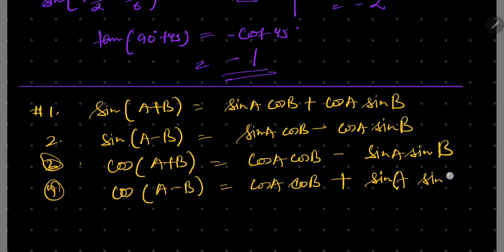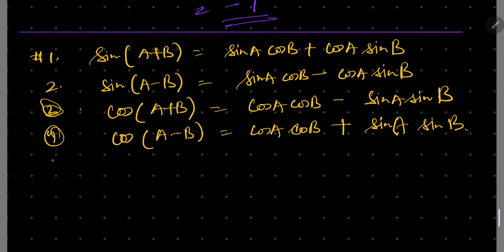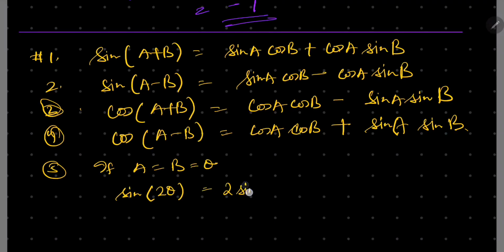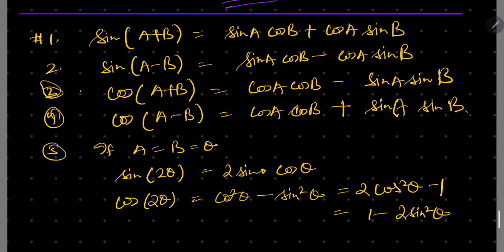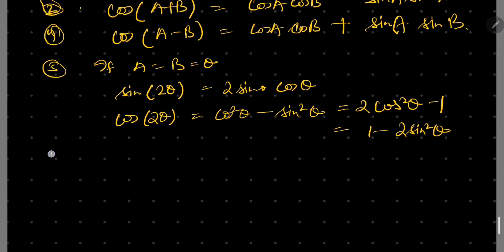These are the minimum number of formulas which you have to remember. Okay, so fifth, if a equals b equals theta, what does the first formula become? Sine 2 theta becomes 2 sine theta cos theta. Similarly, in the third formula, cos 2 theta becomes cos square theta minus sine square theta, which can be written as 2 cos square theta minus 1 and 1 minus 2 sine square theta. I hope you understand. Okay, so let's talk about approximation in the angles.